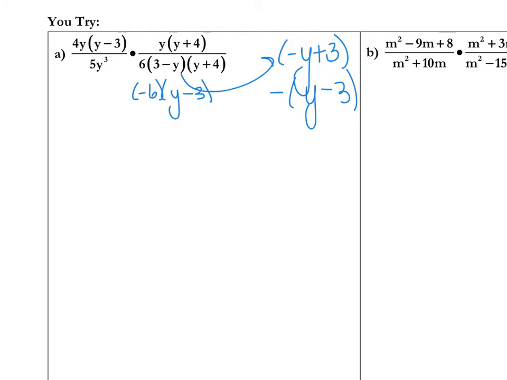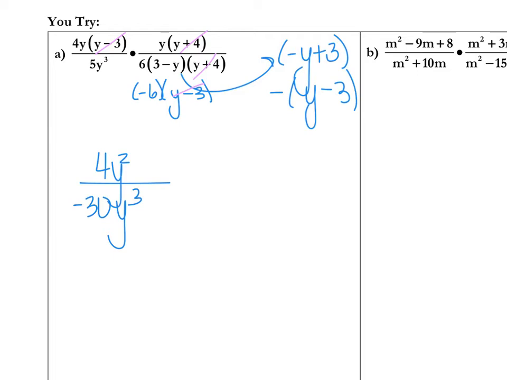And since this is all factored for me, I can go ahead and start canceling things. So the y plus 4s are the same, and the y minus 3s are the same. So let's clean this up a little bit. When you multiply across, that's 4y times y, so that gives me 4y squared. And then in the denominator, I have 5 and negative 6, so that's going to be negative 30. And I'm left with y to the 3rd.